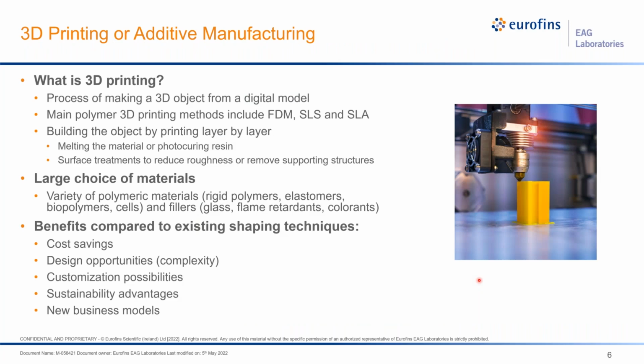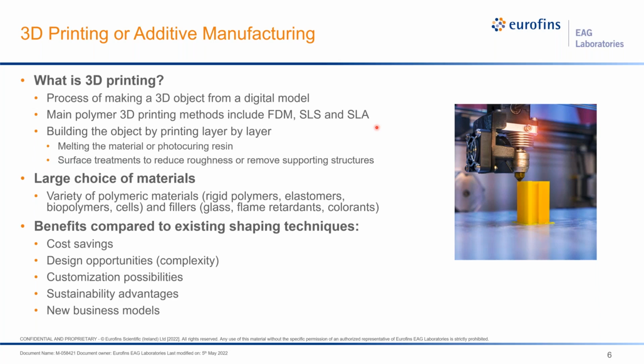All right, well, what is 3D printing? I'm sure some of you have heard of it. This is very popular. Another word for 3D printing is additive manufacturing. It's simply a process of building out a 3D object from a digital model, typically a CAD drawing. In terms of polymer 3D printing, we have 3 different techniques: fused deposition modeling, selective laser sintering, and stereolithography. And I'll go into some detail about these techniques.